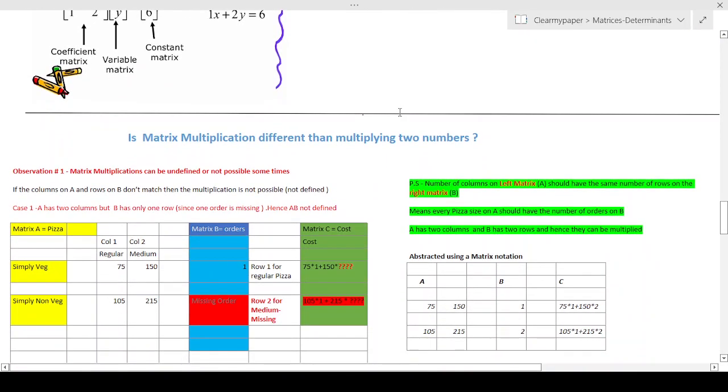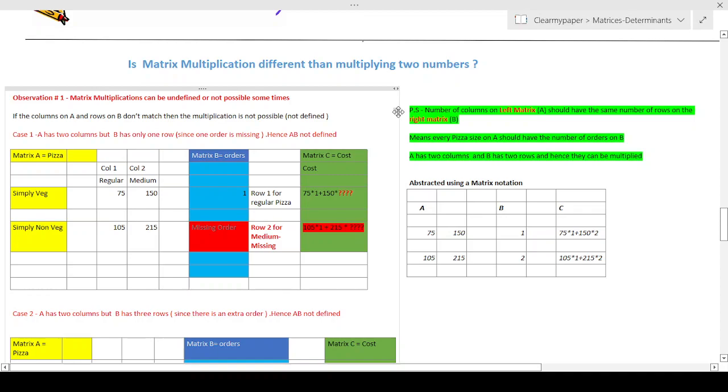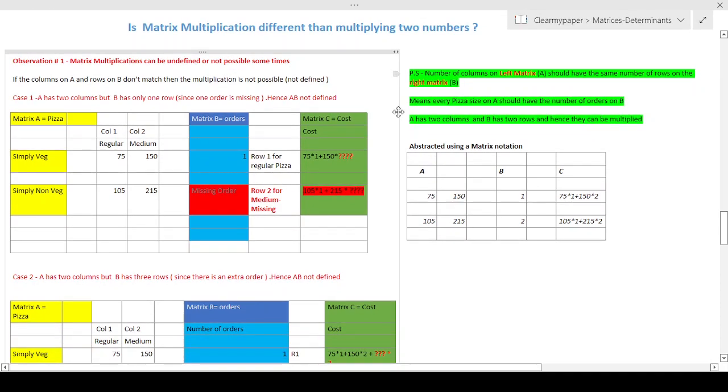Okay, so let's talk about today's focus. Is matrix multiplication different than multiplying two numbers? Yes. Let's continue our example on the pizza itself and see what happens. Let's take the first observation.